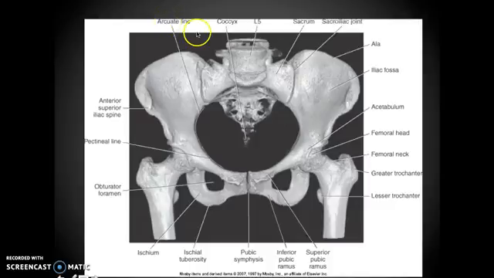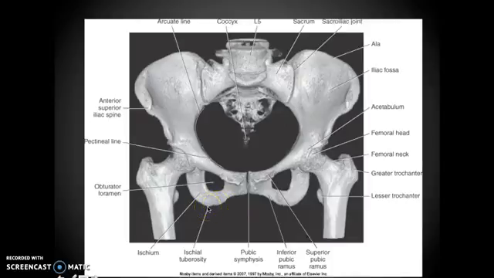Looking at a CT 3D, we have L5S1 with your coccyx down below, your sacrum here, sacroiliac joints, ala, iliac fossa, your acetabulum, femoral head, femoral neck, your greater trochanter, your lesser trochanter, your superior pubic ramus, your inferior pubic ramus with your pubic symphysis, ischial tuberosity.